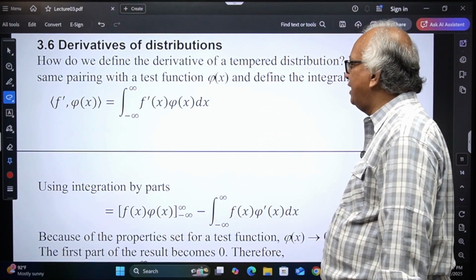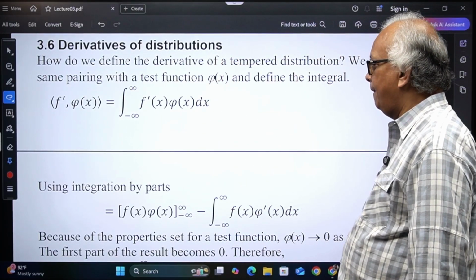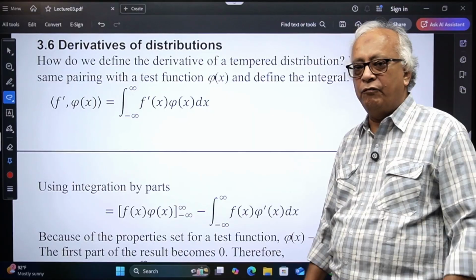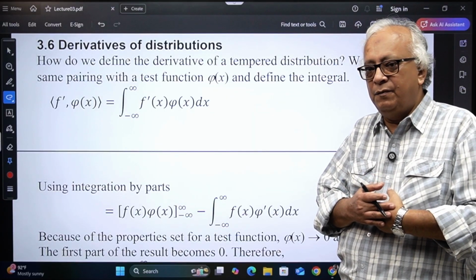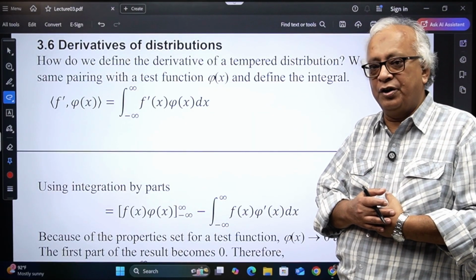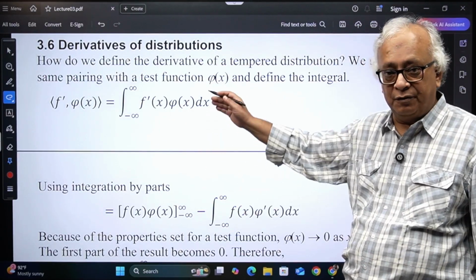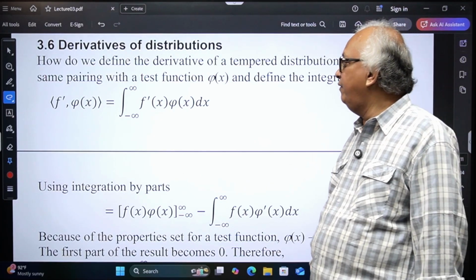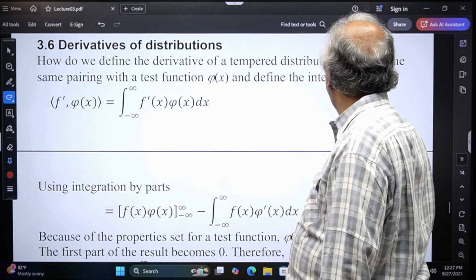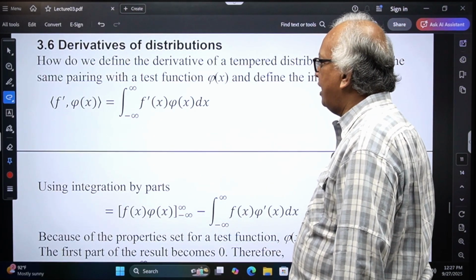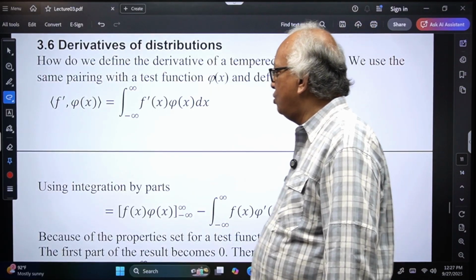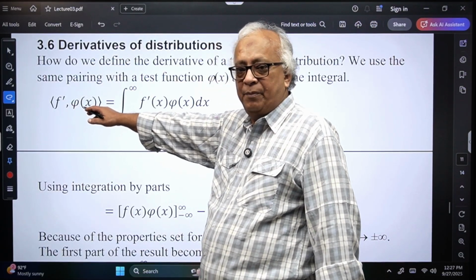How do we define a derivative of a tempered distribution? We are actually preparing ourselves for applications of Fourier transform. Okay? How do we define the derivative of a tempered distribution? We use the same pairing term. Okay? So f prime is a problem.